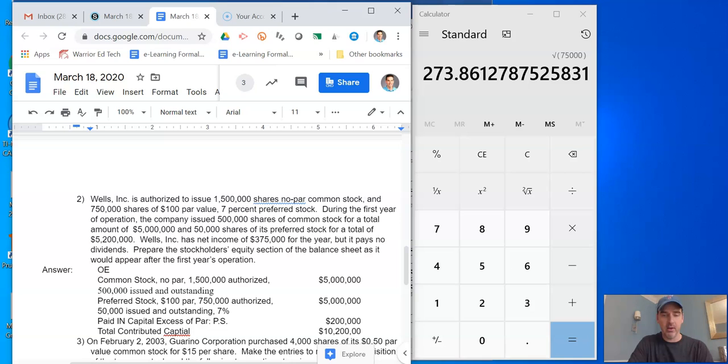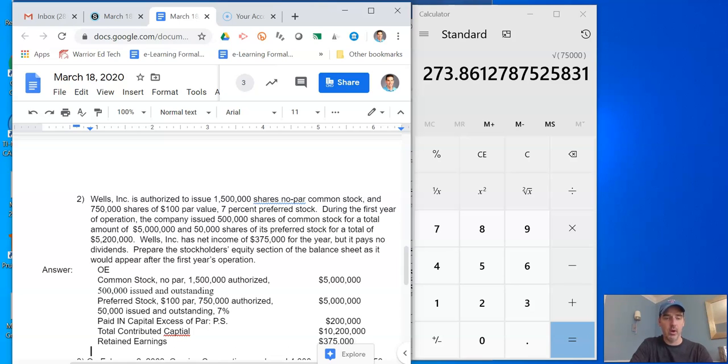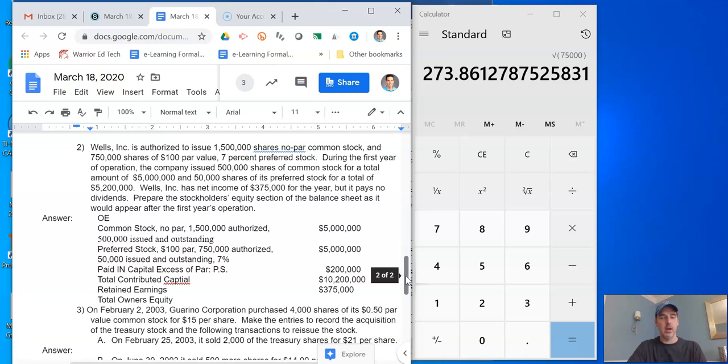So now we have to handle the retained earnings part. And so it said no dividends were paid in this time period. And so therefore they're retaining the whole $375,000. And that's equity financing. And now we're going to have a total owner's equity. And then you just add up the contributed capital and retained earnings, and that gives you your ending number.